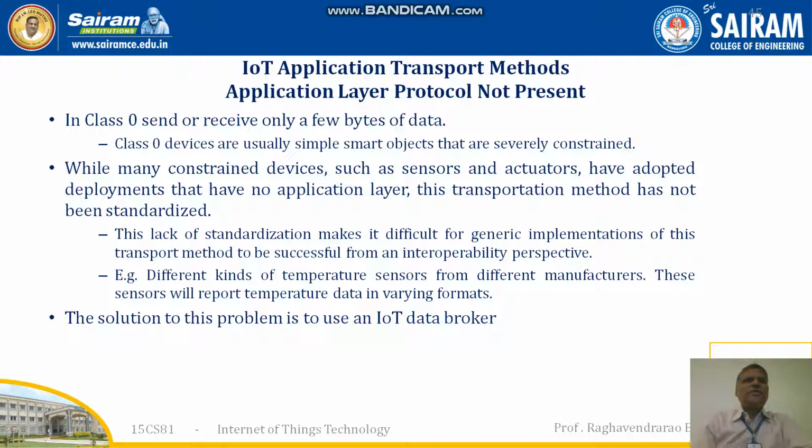The first one is the application layer protocol, not present here. What happens basically is a class 0 device sends or receives only a few bytes of data. Devices are usually simple smart objects that are severely constrained. While many constrained devices such as sensors and actuators have adopted deployments that have no application layer, this transportation method has not been standardized.